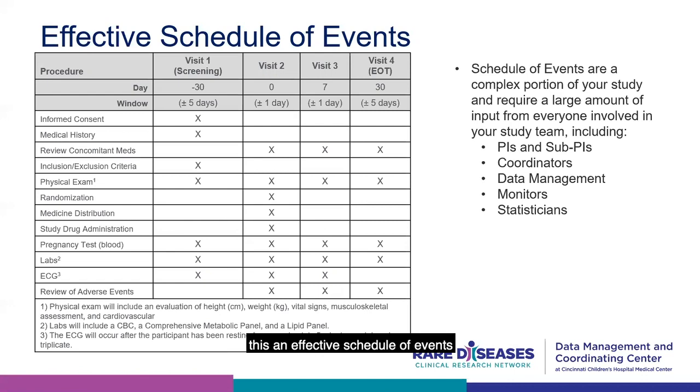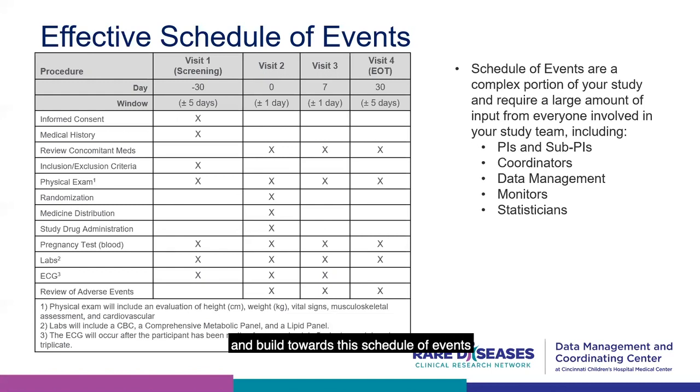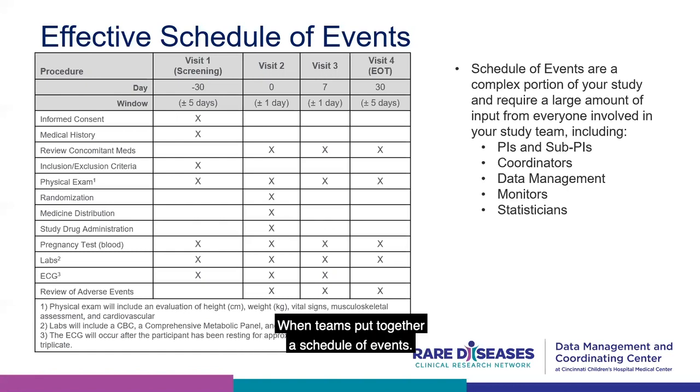So as you can see, an effective schedule of events really requires a large amount of input for something that is a smaller portion of the protocol, but in all honesty, really represents the protocol as a whole. And so what we've created here is an example of an effective schedule of events. Throughout this talk today, we're going to start at a much more basic version of this schedule of events and build towards this schedule of events by addressing common issues that arise when teams put together a schedule of events.